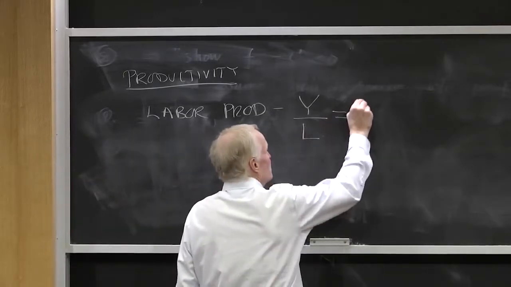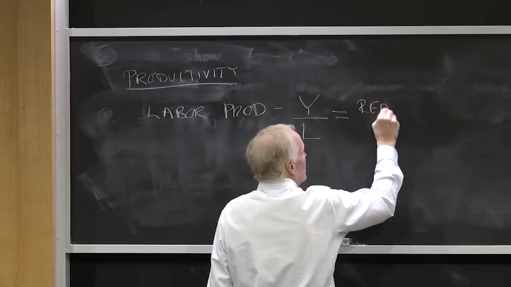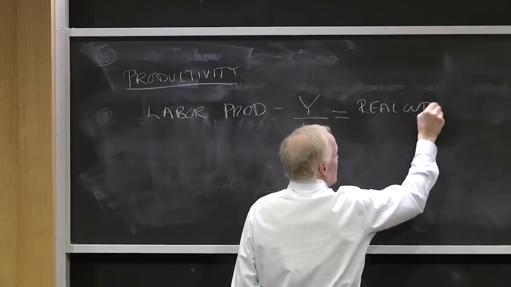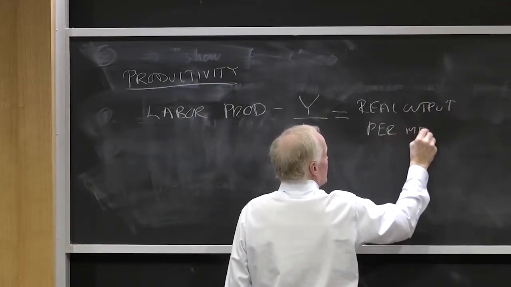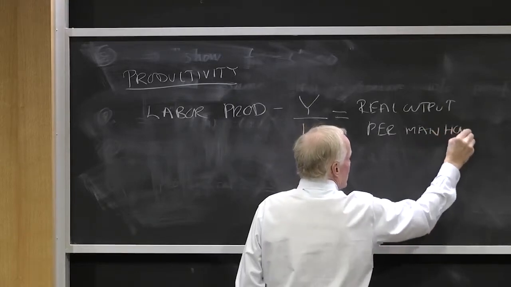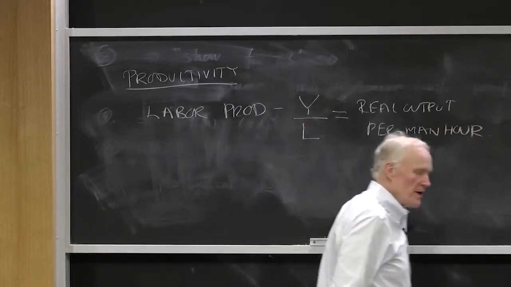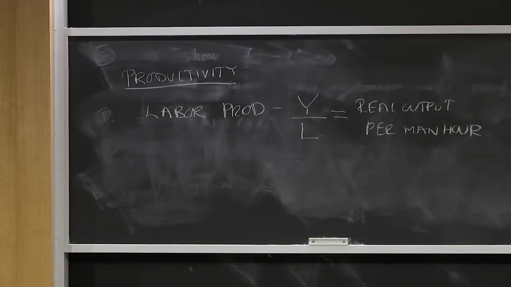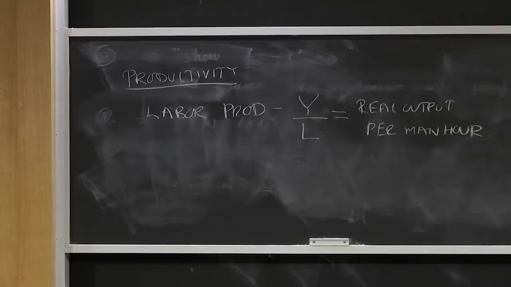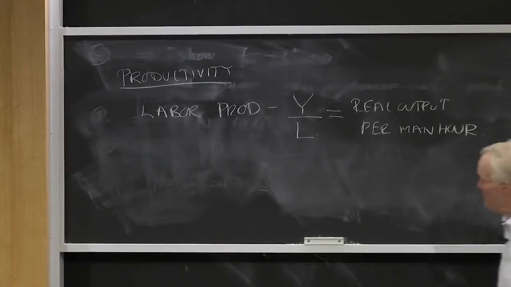It's usually done in real terms. Real output per man hour. So that's one measure of productivity, right? It's equal to the average product of labor. It's how much, on average, does labor produce. Output divided by labor is the average product of labor.